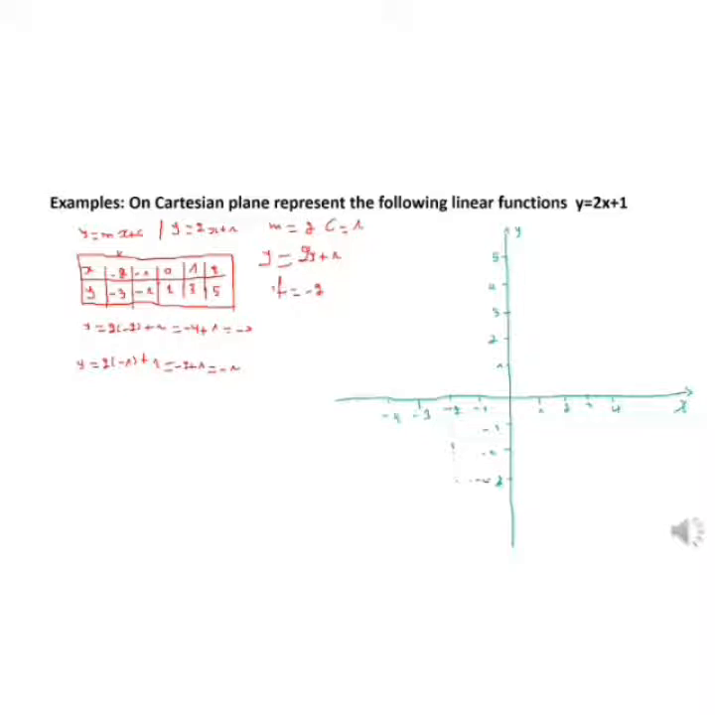So this one is a point, the first point. The second point is if x is equal to -1, y is equal to -1 for this point. Now if x is equal to 0, y is equal to 1 here. Now if x is equal to 1 here, y is equal to 3.